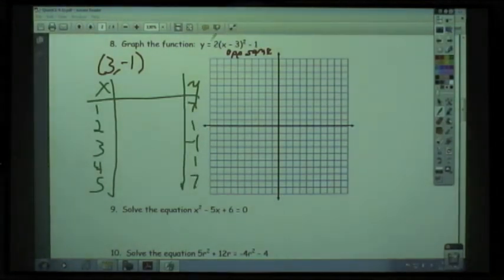This one's stretched out a little bit. Notice the 2 in the front of the parentheses. That tells you that this graph is stretched out a little bit, so it should be a little bit skinnier than the other ones that you encountered.